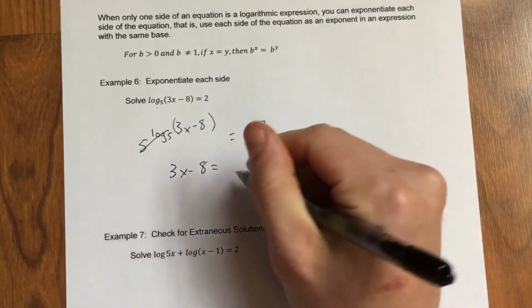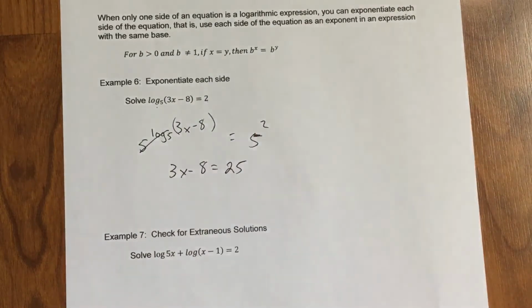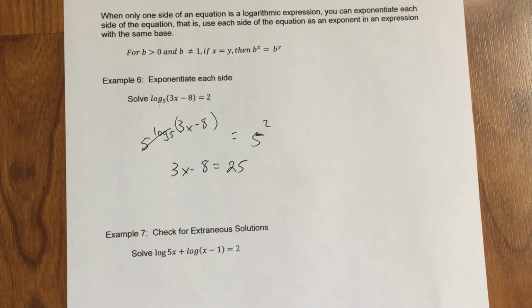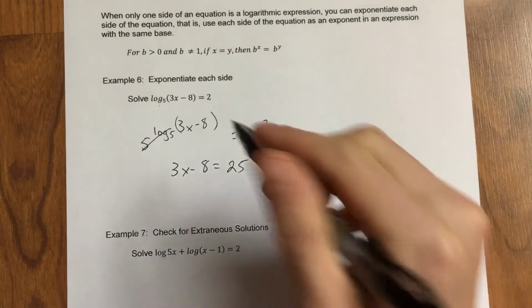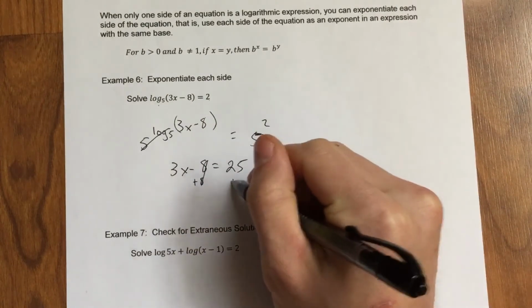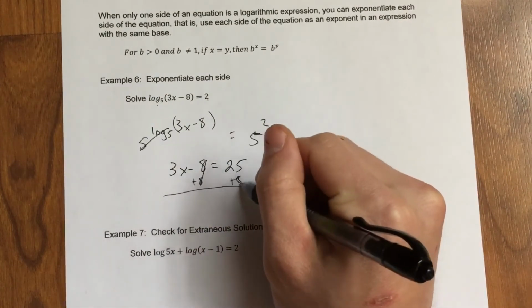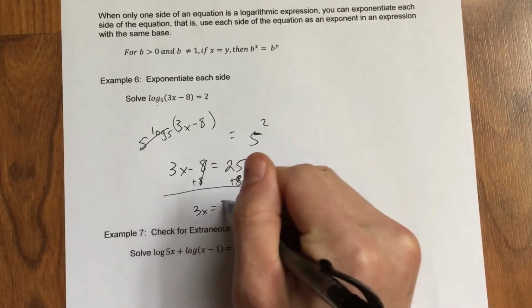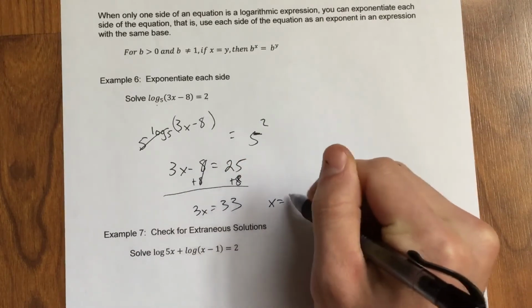5 to the second is 25. I would therefore be able to get this equation. And then I can solve this equation. Plus 8, 3x equals 33. Therefore, x equals 11.